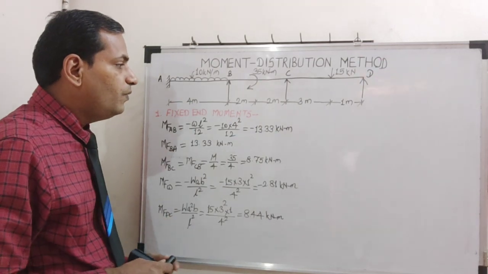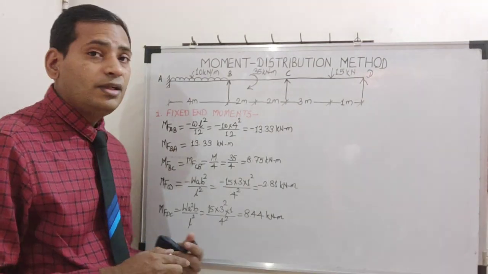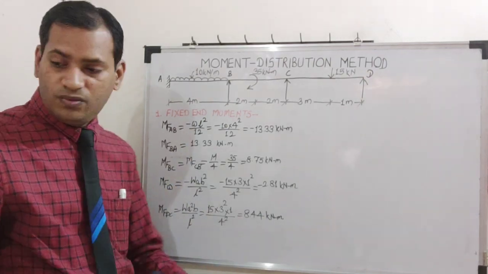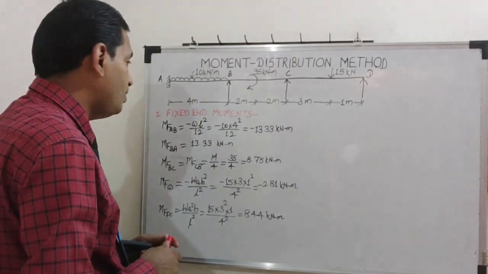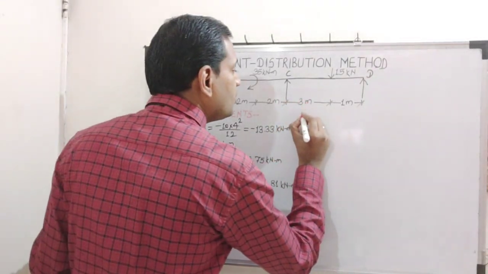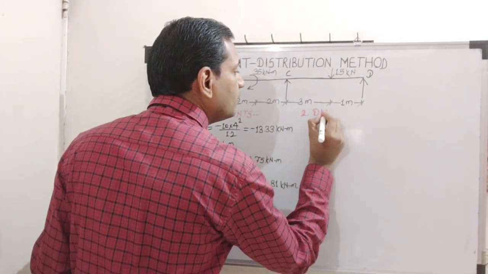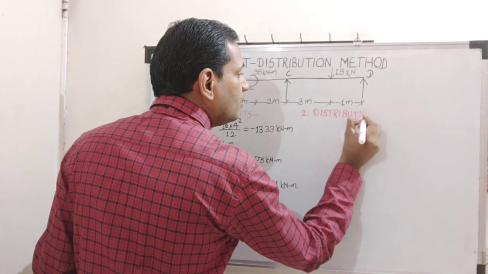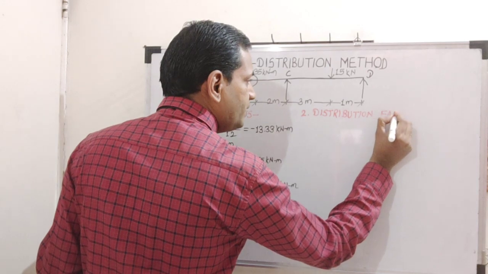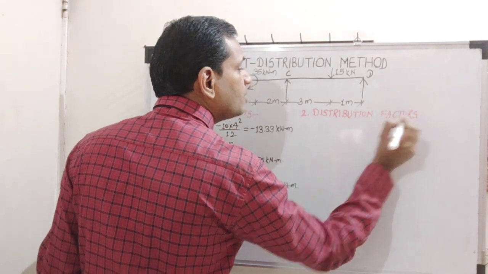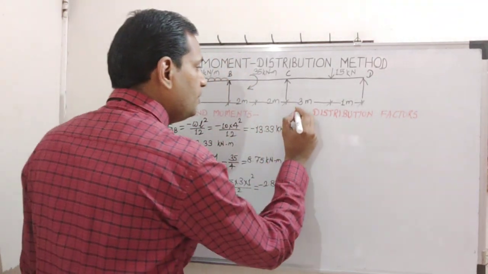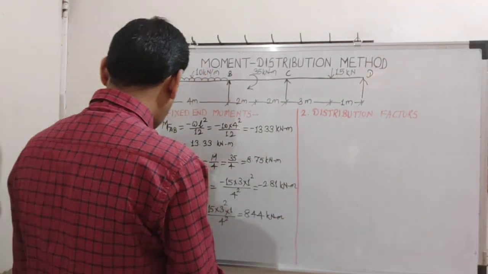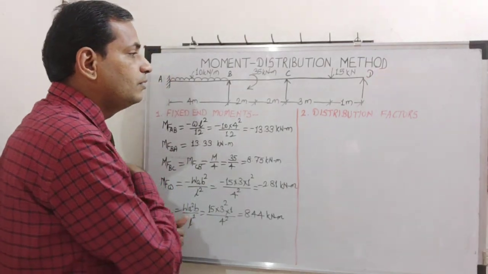Okay, so our second step will be finding out distribution factors. This step is relatively new, so I will explain this in detail. We will see these distribution factors in a tabular form. That will be easy for us. So let us draw that table.